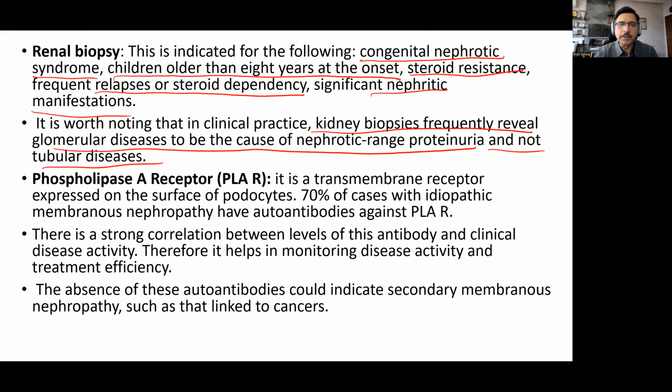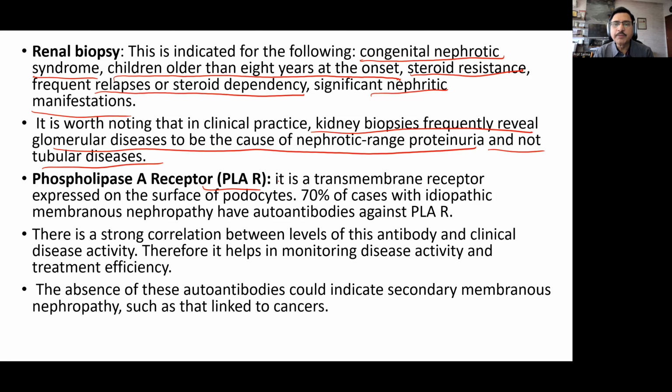Phospholipase A receptor, PLAR. What is PLAR? It's phospholipase A receptor, sir. It is present in the membrane. In membranous nephropathy, we have autoantibodies against this receptor, sir. So if somebody has got PLAR positive, it is idiopathic membranous nephropathy, not secondary membranous nephropathy. Secondary membranous is due to diabetes or SLE.